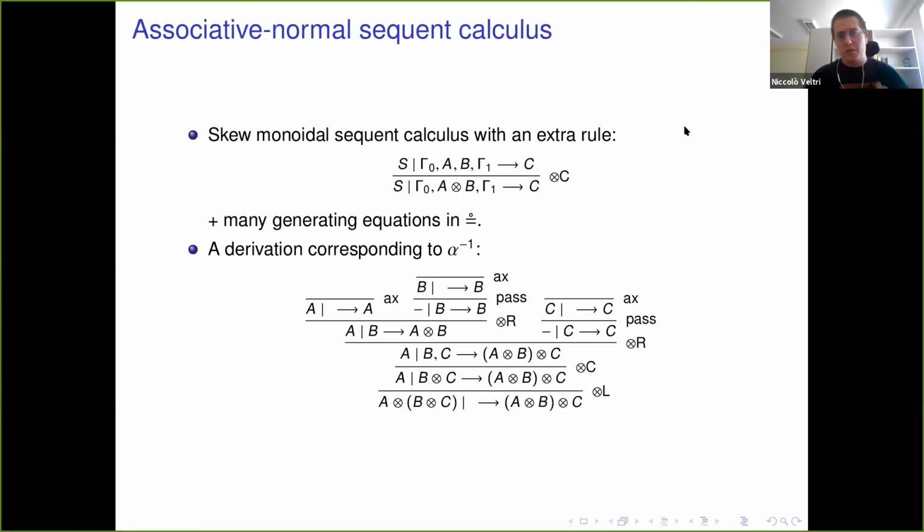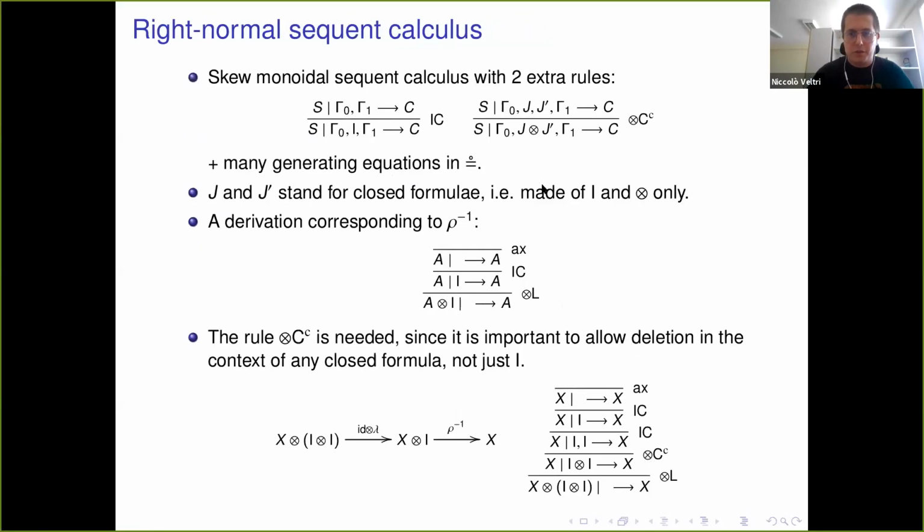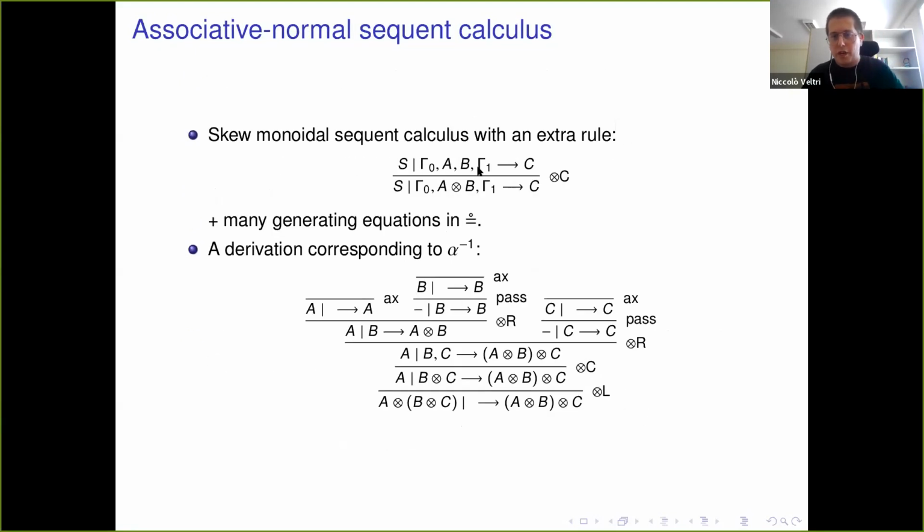And finally, we also have the associative normal case, which is the one when alpha is invertible. In this case, the sequent calculus has a new extra rule, which is very similar to this. But now it's more general because it works for any two formulae, arbitrary formulae A and B, not just closed formulae. Again, we have more equations, and it's now easy to find a derivation corresponding to alpha minus 1. The idea is that you use the new left rule for tensor in this position here, where you just break this tensor apart in two, and then you continue pretty straightforwardly.